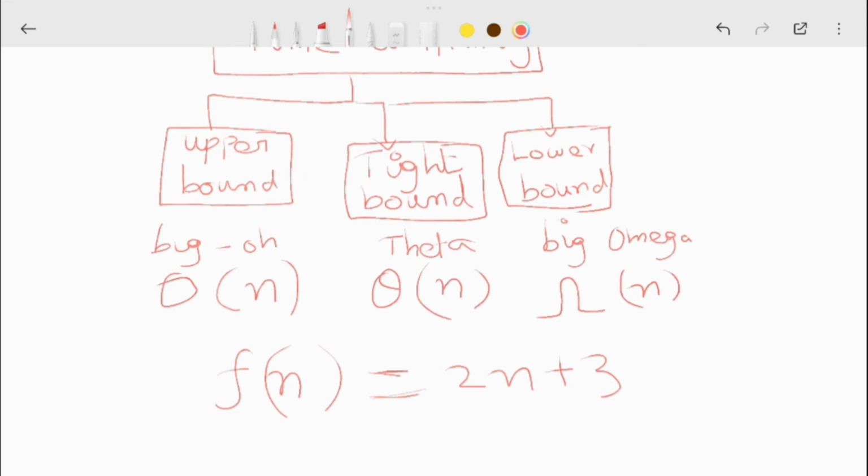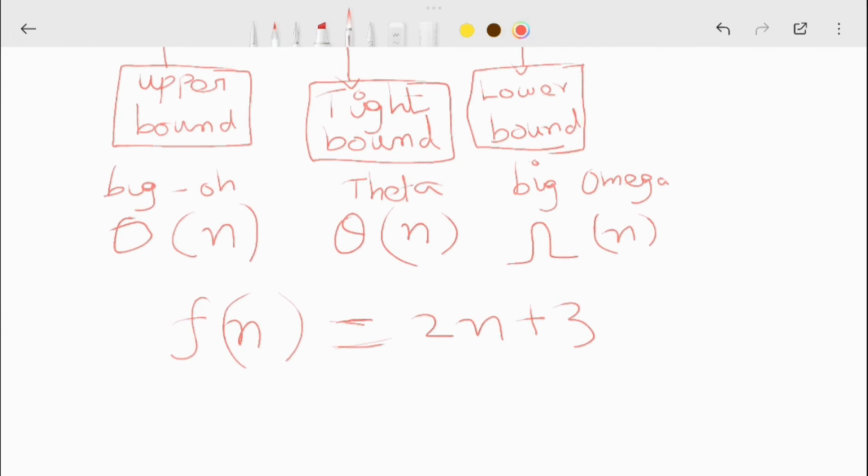So now, how can it be related to an algorithm? An algorithm can also be written as a function of the input size n. So here, we can take n as the input size.